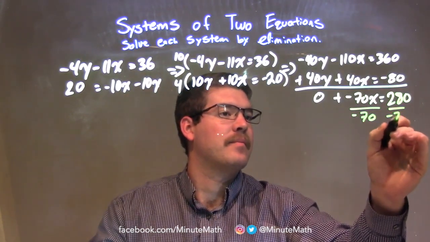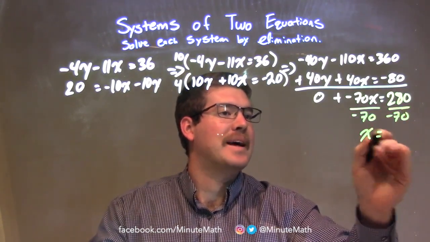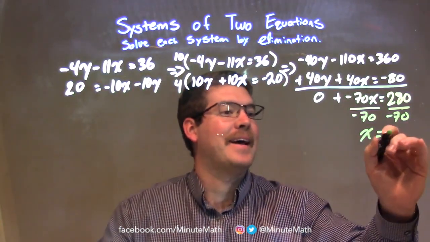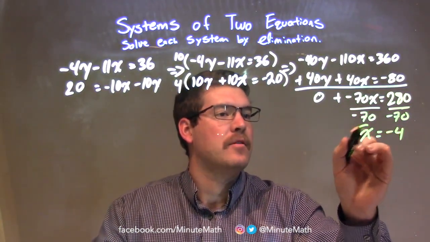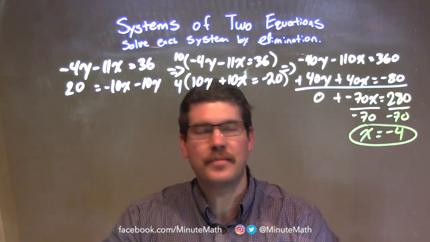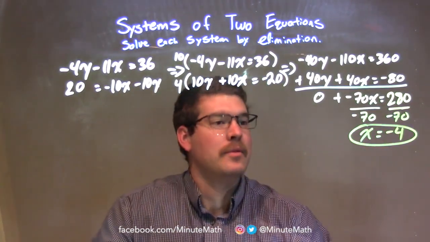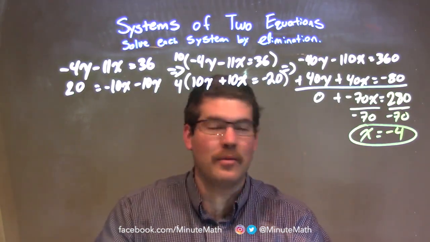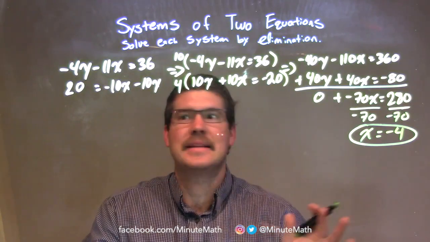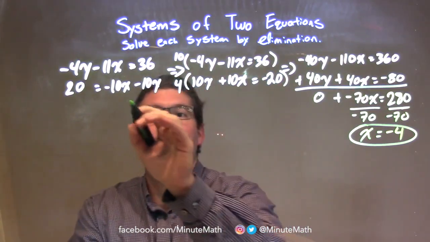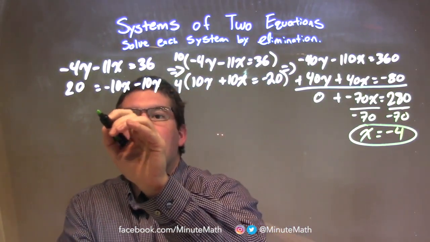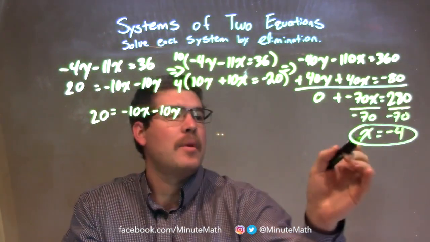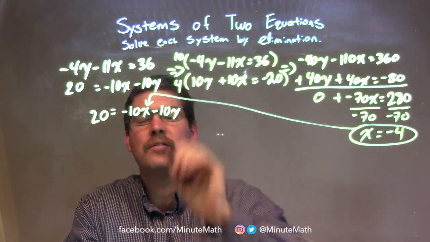And that should give me x by itself here. And 280 divided by negative 70, I believe it's just negative 4. So we have x equal to negative 4 here, which is great. So now we're going to plug that into one of my equations and solve for the variable y. Let's pick the second equation. So I'm going to rewrite that down here: 20 equals negative 10x minus 10y. And I'm going to plug in this knowledge that x is negative 4.